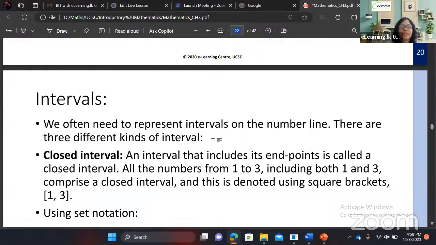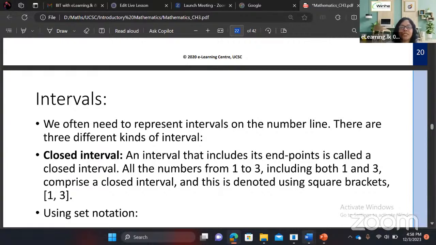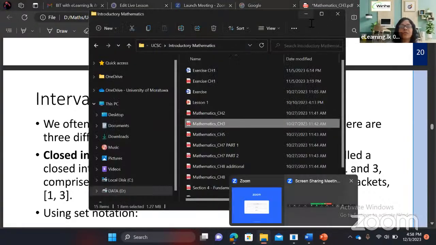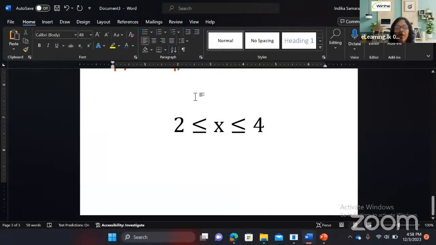So those intervals can be closed intervals. Closed interval means both sides. We normally represent closed intervals within the square bracket, right? [2, 4]. That means the value of x can be equal to 2 or greater than 2, as well as equal to 4 or less than 4.